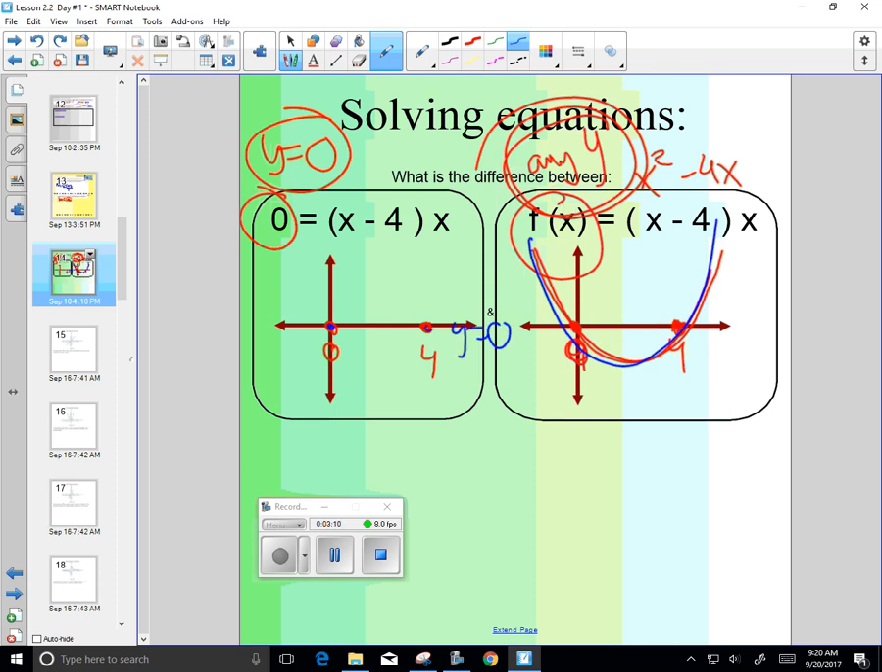Now, does that make sense? So show me again, f of x equals x times (x minus 4) with your arms. Show me equal to 0. You can make the sound effect if you want, but these are different.